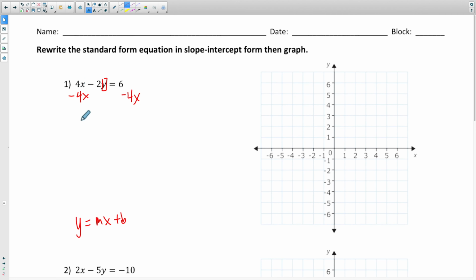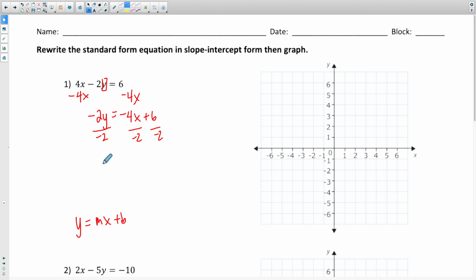So I get this drops off, becomes 0. I get negative 2y is equal to, I scoot this over, negative 4x plus 6. Remember that negative stays with the 4, does not go on the 6. I need to divide. I'm going to divide everything by negative 2. The reason, that's going to get my y all by itself.